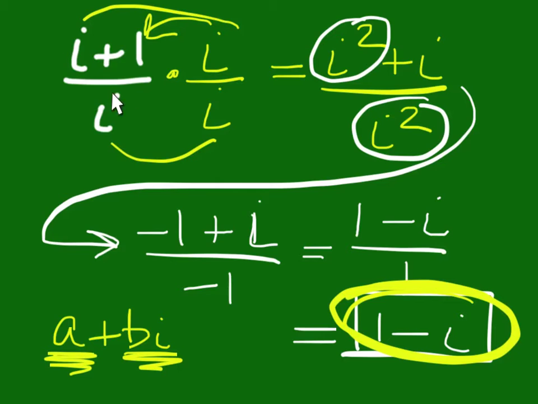We started with this, and in order to simplify, we multiplied the top and the bottom by i so we could make this an i squared. And what you do to the bottom, you do to the top. i times i is i squared. 1 times i is i. We simplified the i squares to negative 1s. Then we changed the sign of everything because of this, and we took away the 1 on the bottom to get 1 minus i.